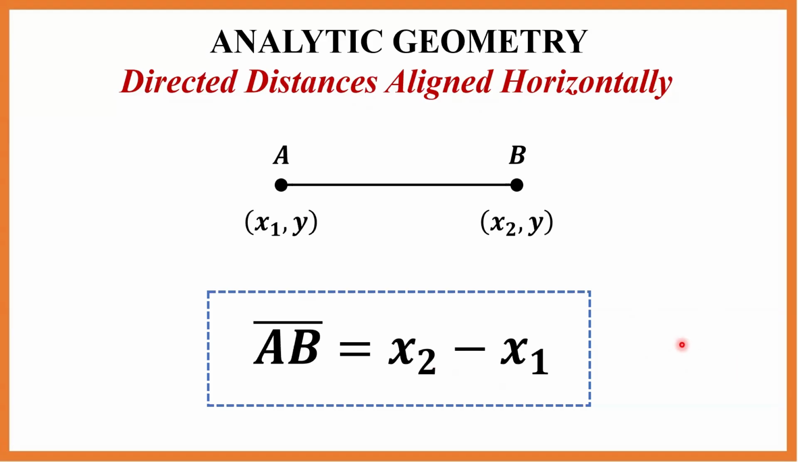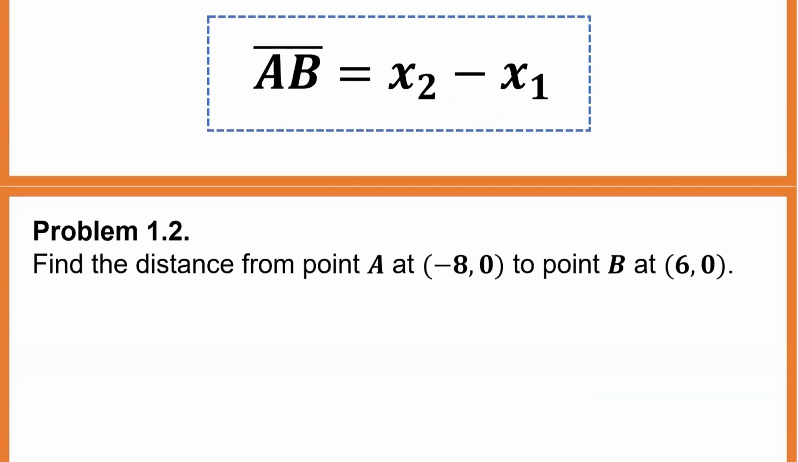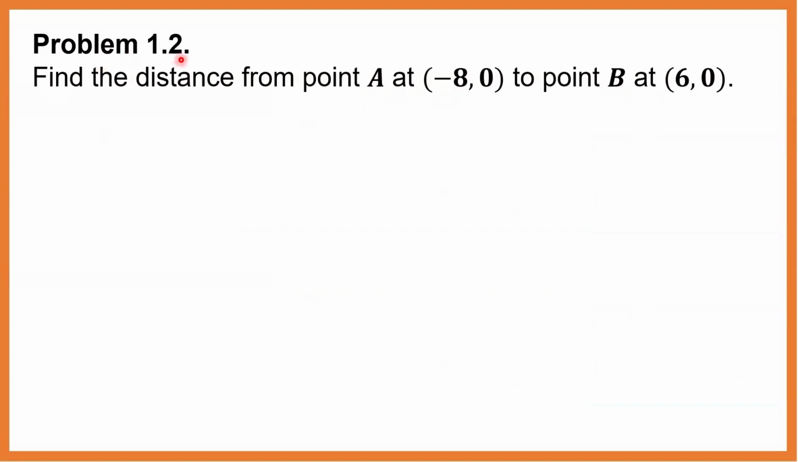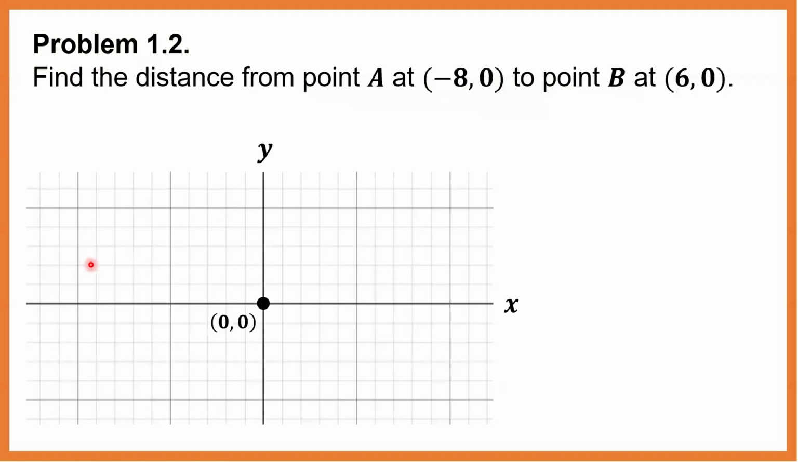Let's proceed to solve the next problem. Problem 1.2, find the distance from point A, located at negative 8, 0, to point B, located at 6, 0. Let's illustrate the problem in Cartesian plane. Point A is located here, which is negative 8, 0. Point B is located here, which is 6, 0.